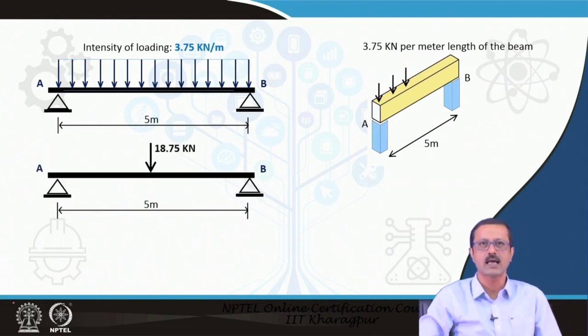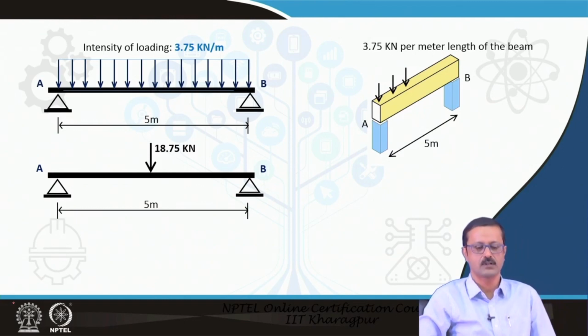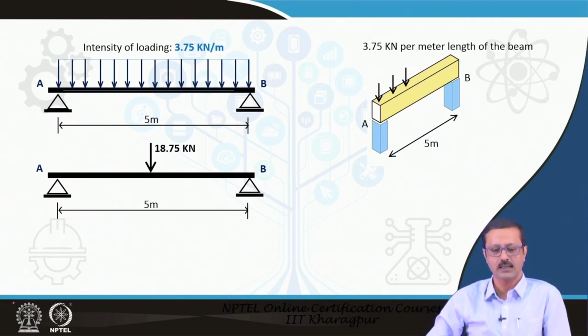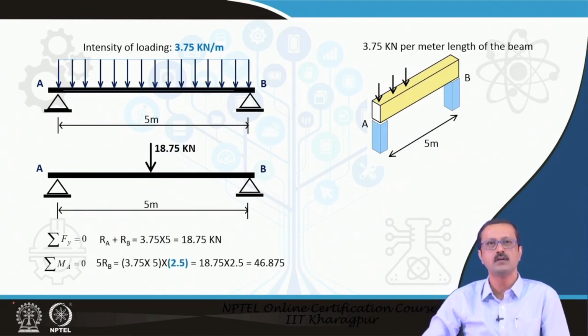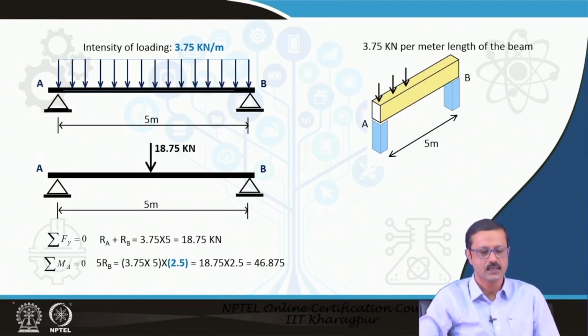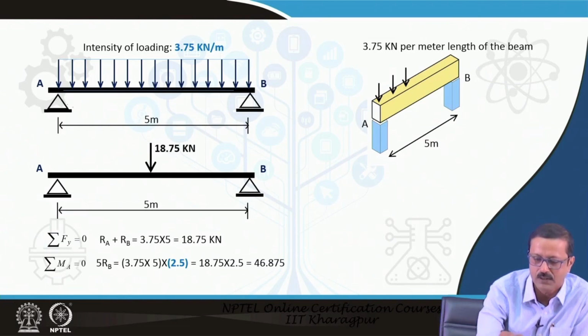So, instead of putting all of this, I can imagine this particular beam is having no load, but a concentrated load of 18.75 kilonewton, which acts at the middle. Why 18.75 suddenly? Because 18.75 comes from the total R A plus R B. Total load of this particular thing is 3.75 kilonewton per meter, and the total length is 5 meter.